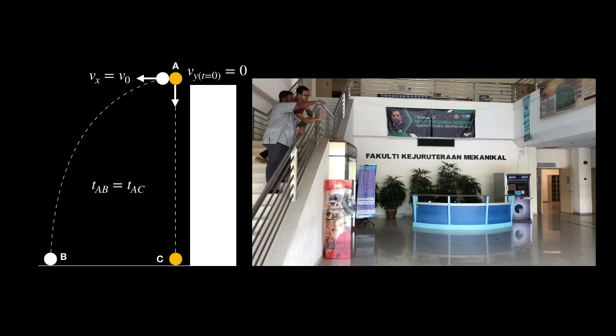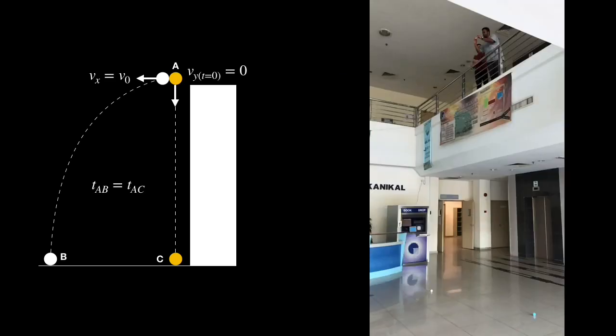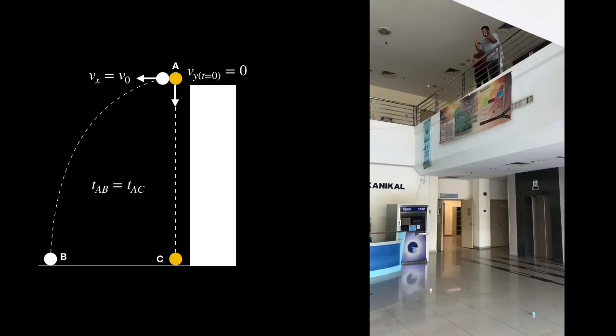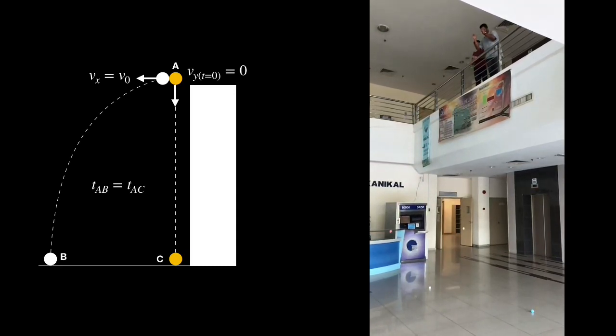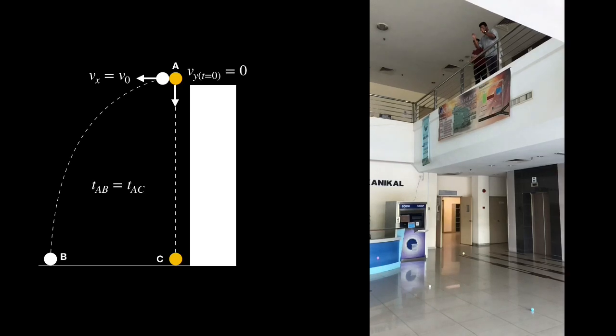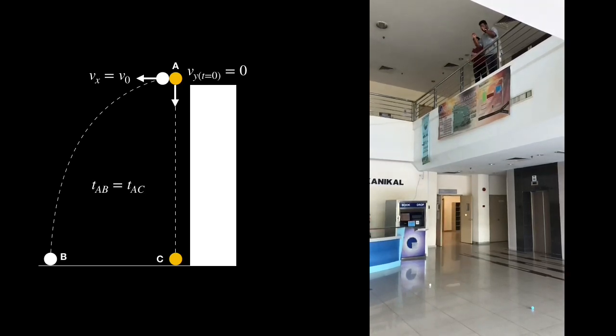This was a simple experiment we conducted inside our faculty building. One of my students released the ball, and at the same time the other one threw the ball horizontally. So we can see that we proved the arrival time of the two balls is the same.